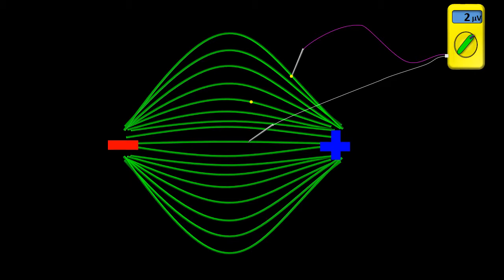Now I have moved one electrode to a different current line and I will get, let's say, 2 microvolts representing the difference in voltage between the two sides. At this point, keeping the needle in the new current line, I will move it along until I find a place where the voltmeter shows no voltage difference. Again, I will put a yellow dot at the location in the current line where voltage is zero.